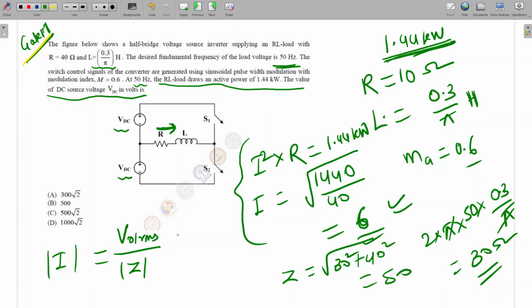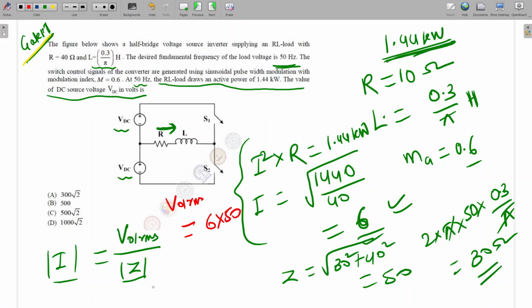What is V01 RMS? We can calculate it from here. V01 RMS will be Z into I. I we already got. So how much? 6 into 50, sir. 6 into 50.